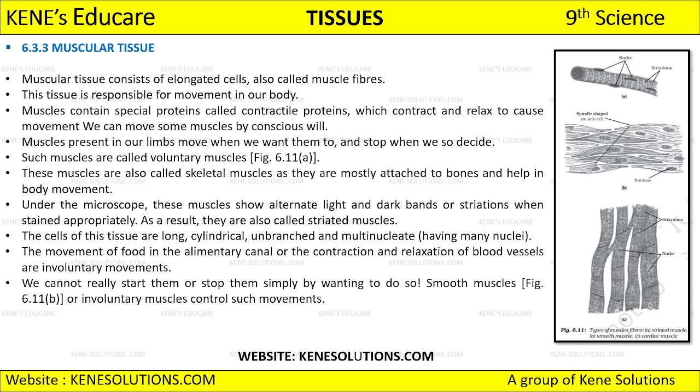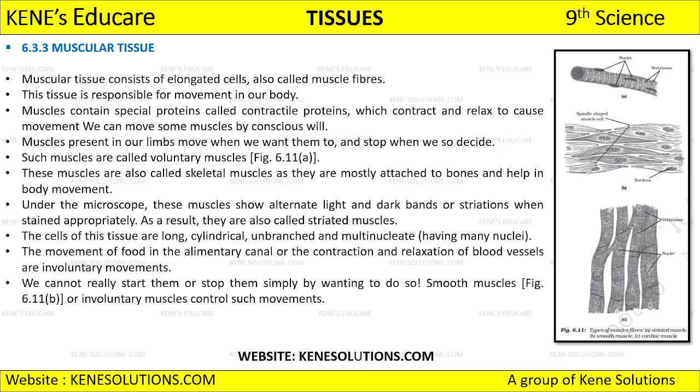Can you see the picture? Types of muscle fibers, where we have striated muscle, smooth muscle, and cardiac muscle. They have these light and dark bands, and as a result, they are called striated muscle. The cells of this tissue are long, cylindrical, unbranched, and multinucleate. Multi means many, and nucleate means nuclei.